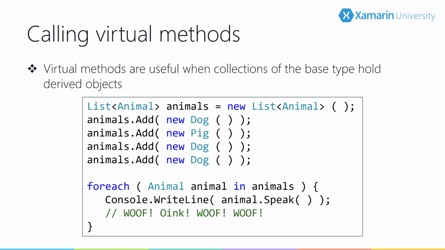As you can see here, we have a list of animals that has references to dogs and pigs. And if I loop through this list and I call speak on every single animal in the list, it will say the correct sounds because, once again, we overrode the speak method. And the cool thing with this is, even though we have a reference of type animal, we are still getting the derived class's implementation of that virtual method.